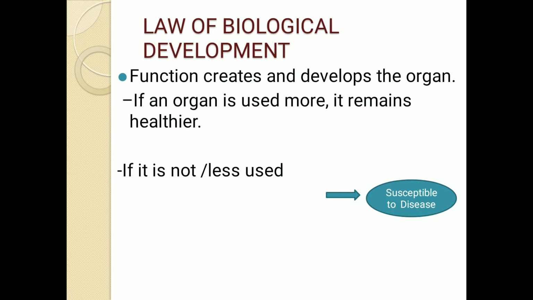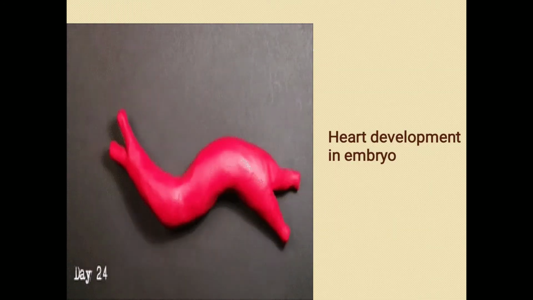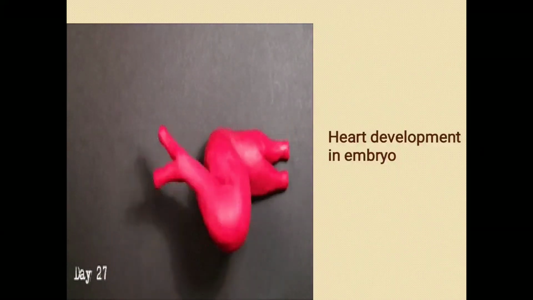Next, the law of biological development. The function creates and develops the organ. If an organ is used more, then it remains healthier. For example, muscles. If we exercise daily, do push-ups and all, then our biceps become healthier. If it is not used or is used less, then that organ becomes susceptible to diseases. Next, function gives identity to any organ.